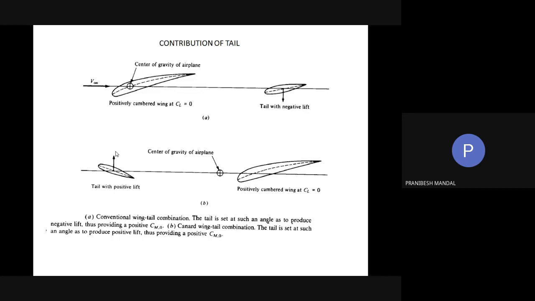Suppose for the first case, the lift of the wing is 5 kilonewton and the negative lift in the tail is, suppose, 500 newton. For the next case, the 500 newton positive lift was there, but the lift of the wing decreased to 2 kilonewton. Then ultimately, there is a net decrease of the total lift. So the Canard configuration of having the tail at the front end is not used nowadays. Even with a negative lift in the tail, the first configuration provides better net lift than the other.